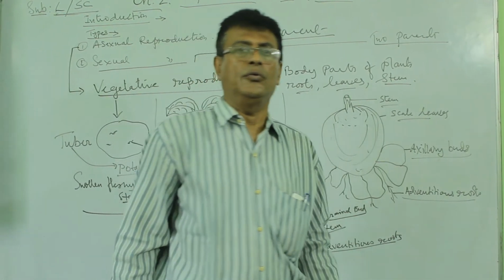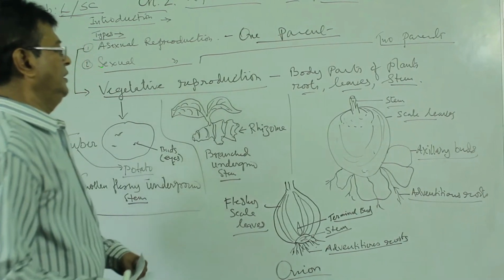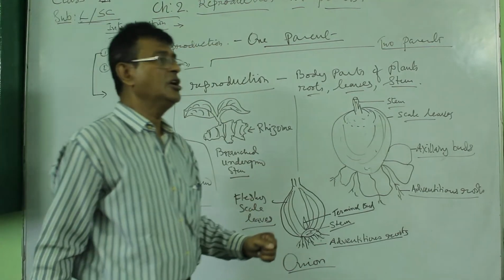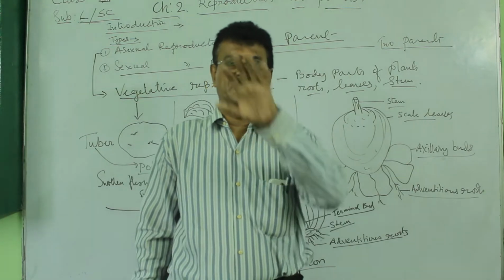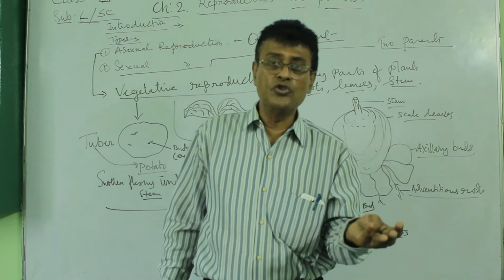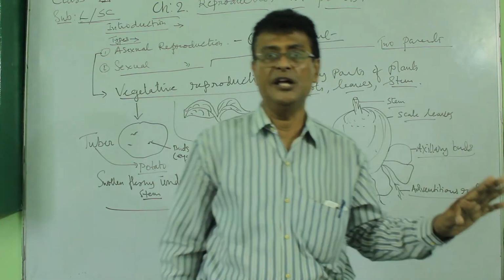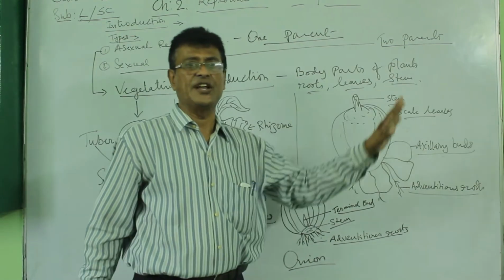Well, children, we have vegetative reproduction. You see, vegetative reproduction is a part of asexual reproduction, where the plant reproduces from its various body parts, that means the roots, the stems and the leaves.